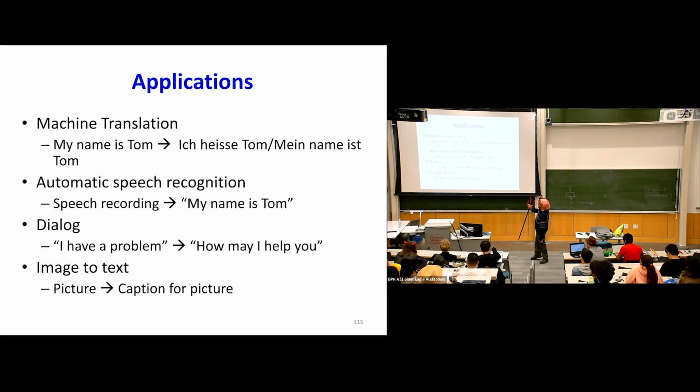Machine translation, my name is Tom. These are examples from the paper. My name is Tom, ich heiße Tom, mein Name ist Tom. Automatic speech recognition, the input would be a speech recording, the output is the sentence. You can use this for dialogues. I have a problem, and then the output is going to be, how may I help you? But you can also use this for image captioning. The input could be an image, and the output could be the caption.